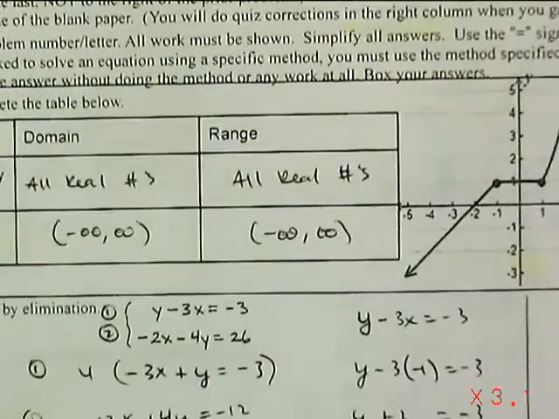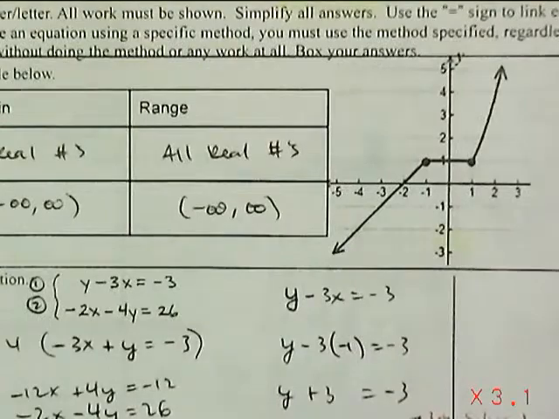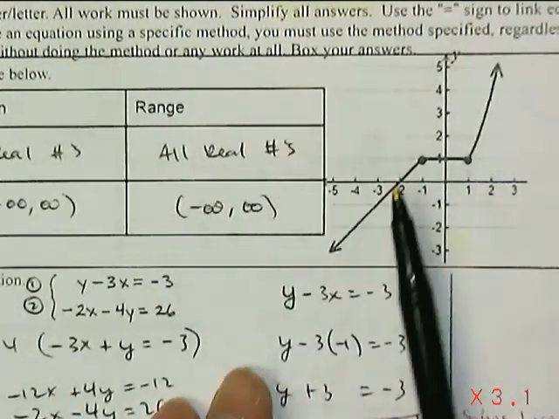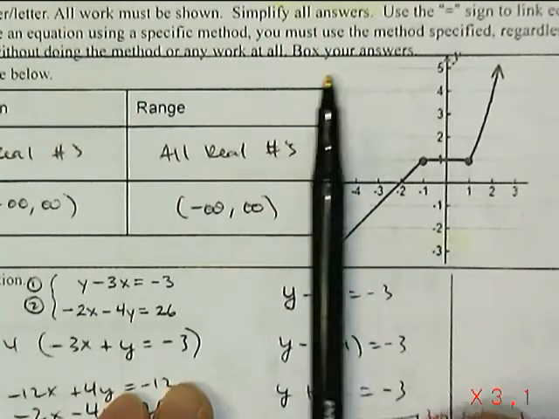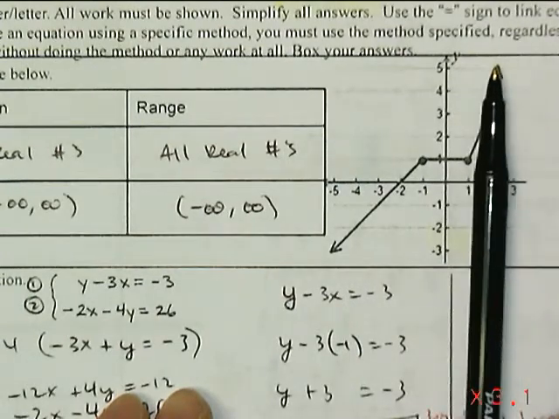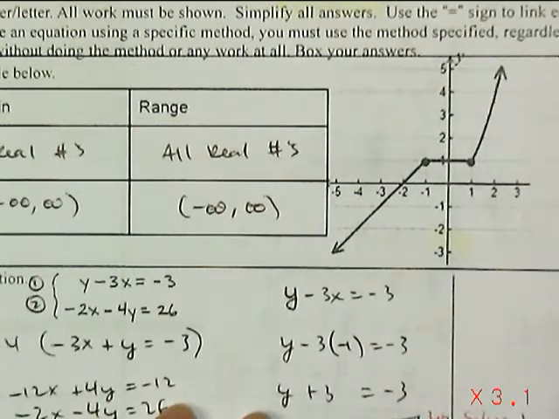Question number 12. This was 2 points for each box. So the domain inequality means it goes from left to right. And the first thing I touch here is an arrow. There's your hint, which means all the numbers are in this direction. And if I go here, the last thing I touch is another arrow, which means all the positive numbers. So essentially that means all real numbers.